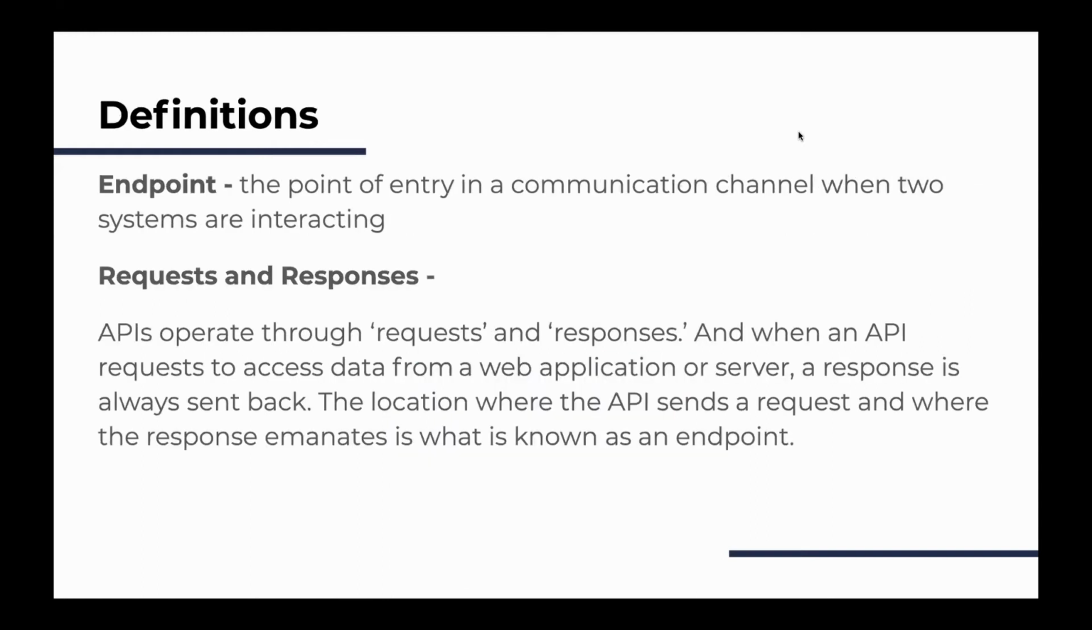Now we'll go over some definitions of APIs. An API endpoint is the point of entry in a communication channel when two systems are talking or interacting. A request and a response is what APIs operate through. An API will send requests to access data from a web application or a server, and a response is always sent back to the user who requested the method. So basically the endpoint is the location to where the API sends a request and where the response returns from.